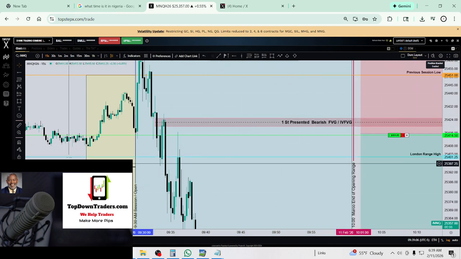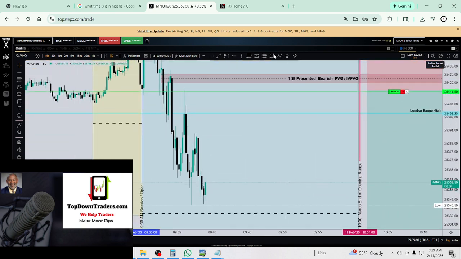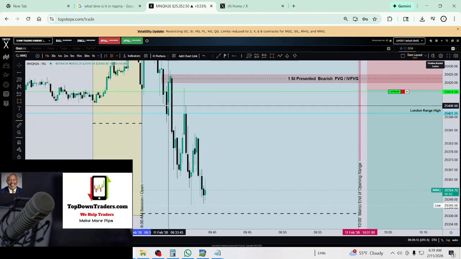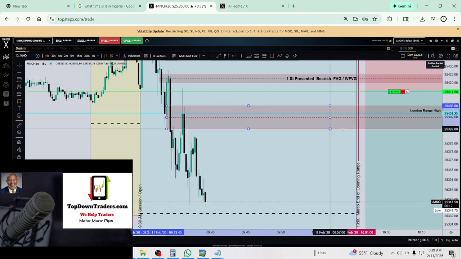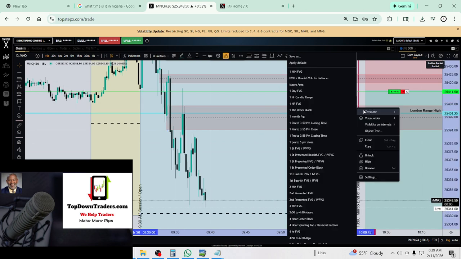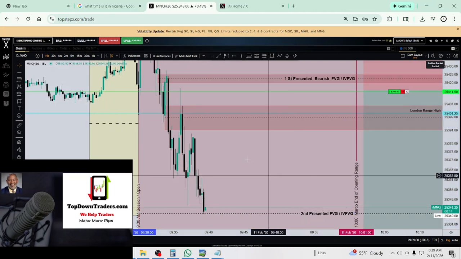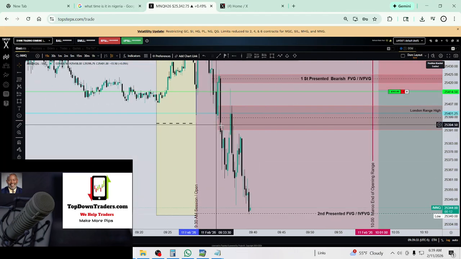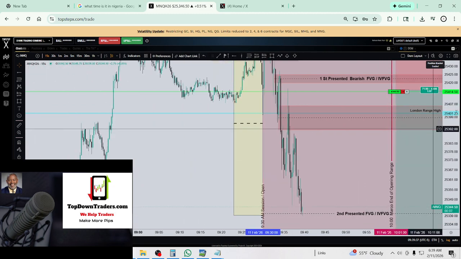Now, what I also like to do, only for practice purposes, to help me identify fair value gaps, I also include another one, and I call this one, what do you guess? The second presented fair value gap. And why did all that turn red? That's not right. That wasn't supposed to turn red.